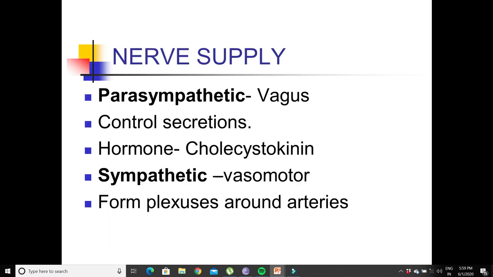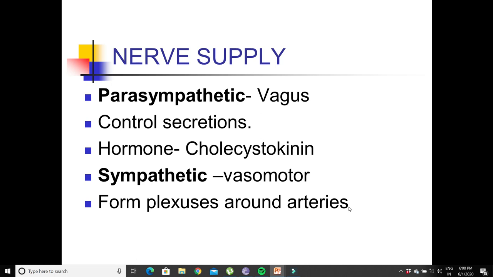Nerve supply is parasympathetic and sympathetic. Parasympathetic is by the vagus, that is responsible for secretions, and also there is one hormone that is known as cholecystokinin that is also responsible for the secretions. While sympathetic is vasomotor and they form plexuses around the arteries.